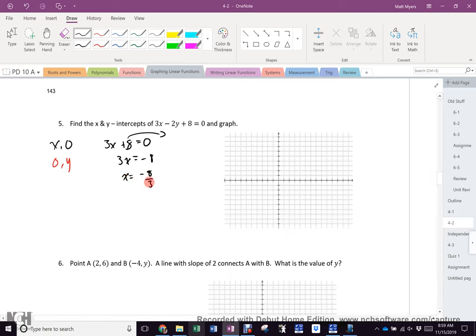Negative 8 thirds. Is that an easy number to put on this graph right now? No, why not? It's a fraction, yeah? So what is one option I have? If I make this 1, what is this? Negative 1. I need to get out to negative 8 thirds. Where is that?